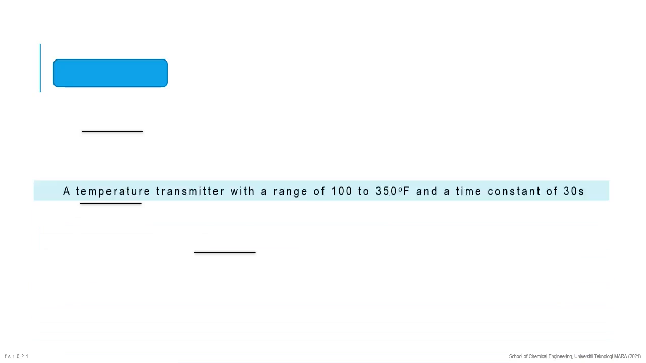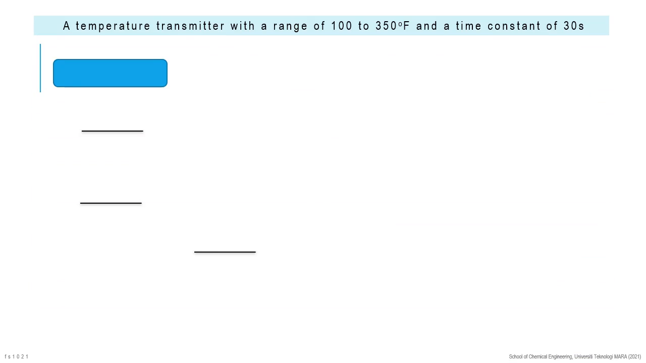I'll show you how to solve the example for question 1.1, and for you to complete it for question 1.2. For question 1.1, the condition is a temperature transmitter with a range of 100 to 350 degrees Fahrenheit and a time constant of 30 seconds.